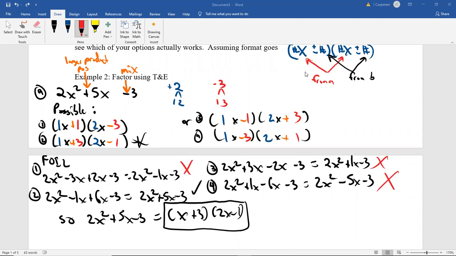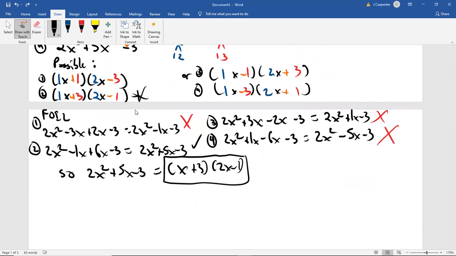So let's try something with a few more options with trial and error, and that'll be our last problem of the day, I believe.